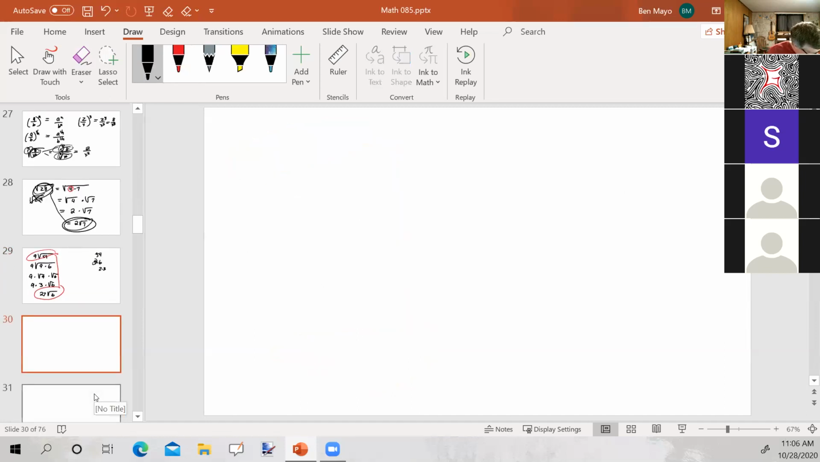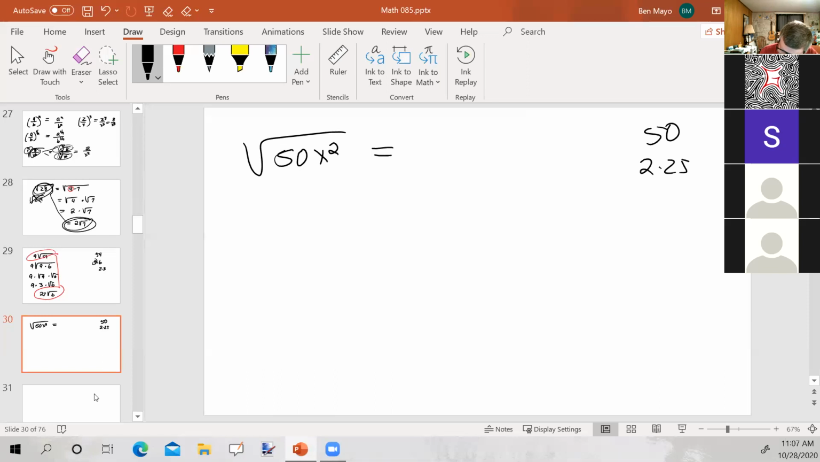Okay. Here we have the square root of 50x squared. It says, simplify each radical expression. All variables represent positive real numbers. So in this case, we don't need to worry about absolute value bars. Okay, now 50 is 2 times 25, right? 25 is a square. So I could write this as 2 times 25, and x squared is also a square.